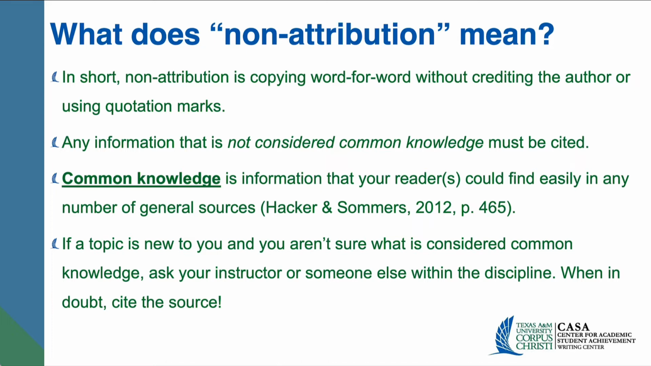Any information that is not considered common knowledge must be cited. Recall back from the first module, common knowledge is information your readers can find easily in any number of general sources in their topic. Recall also that you have to consider the audience when you are considering common knowledge. If a topic is new to you and you aren't sure what is considered common knowledge, you can ask your instructor or someone in the discipline. When in doubt, cite the source.